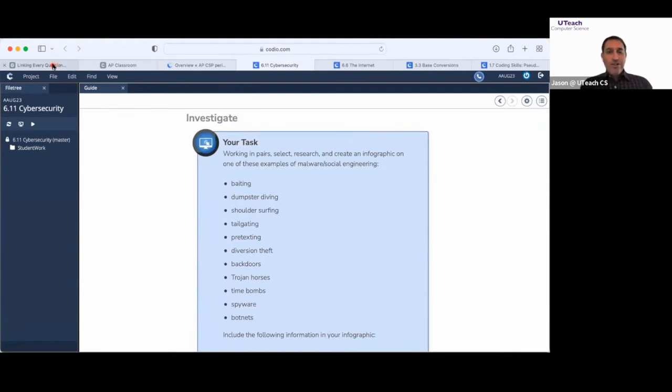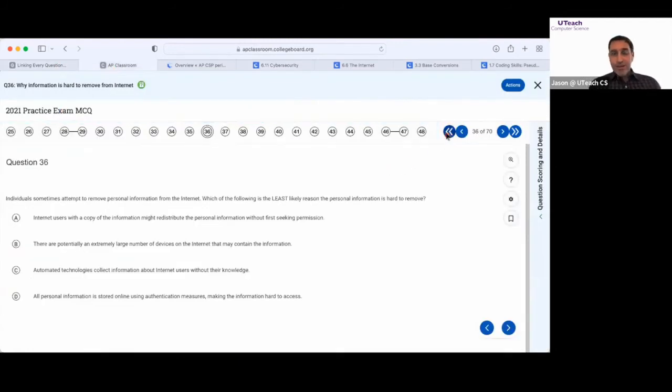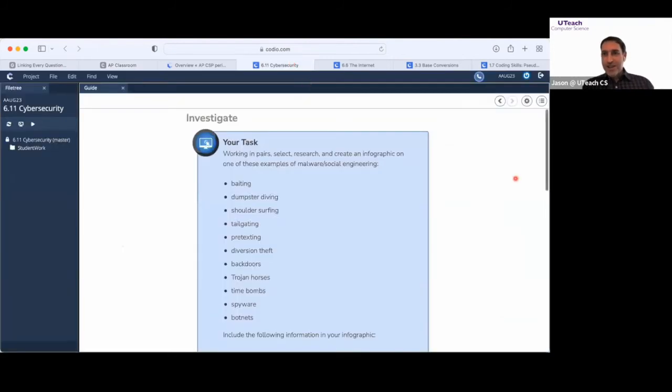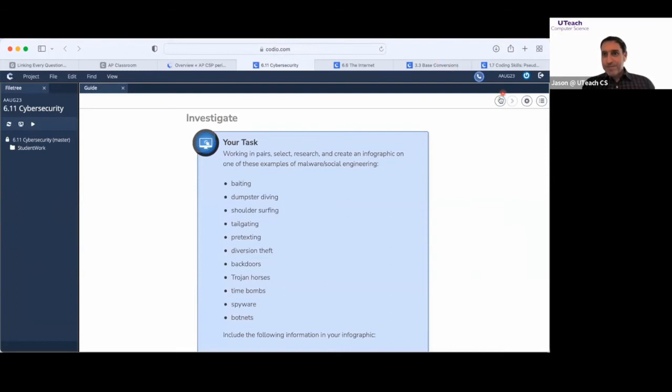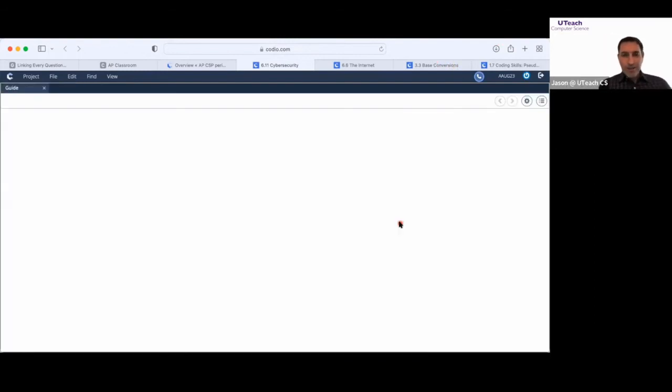So you'll notice on the exam that question 1 and 6 right off the bat are tested with assignment 6.11. And yet they kick it off right away. What is a phishing attack? Okay, a phishing attack we covered in our page over here, when we talked about the terms.